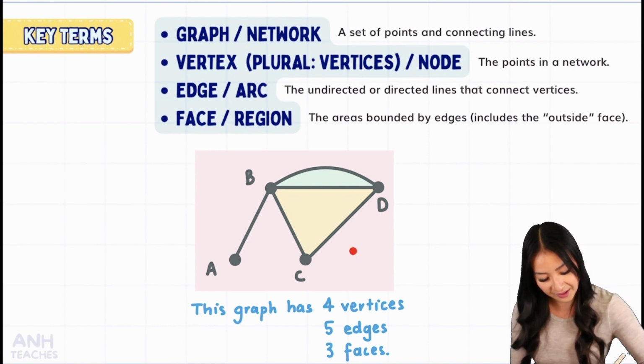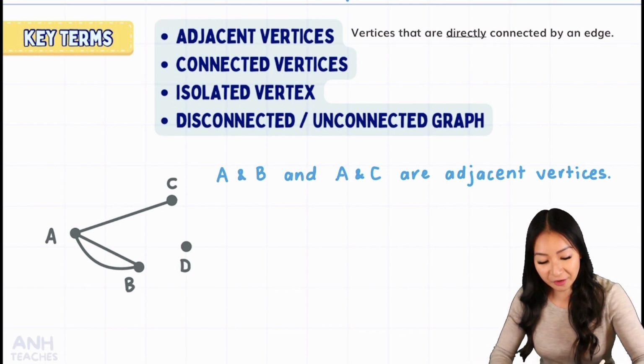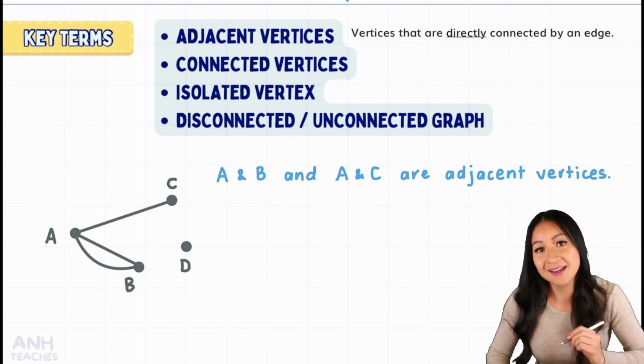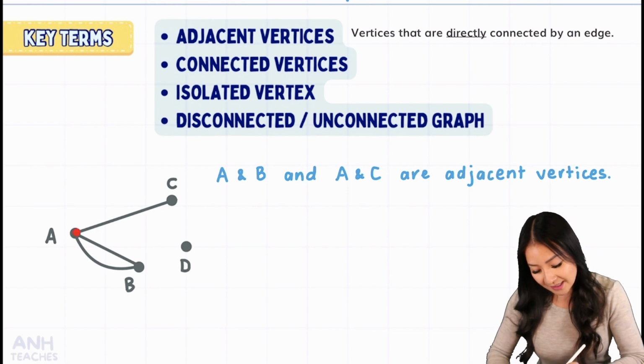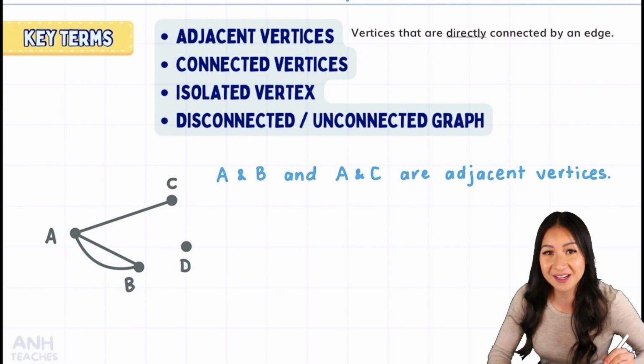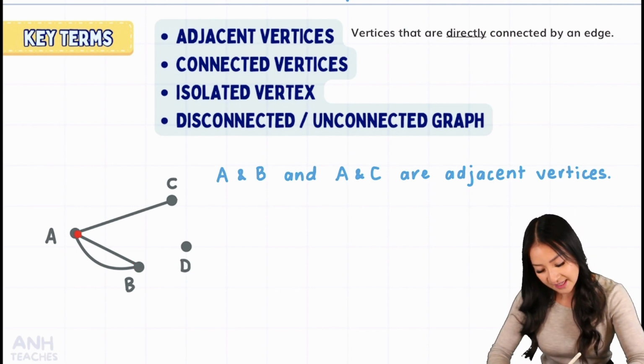So in my graph here, I have 1, 2, 3, 4 vertices, 1, 2, 3, 4, 5 edges, and 1, 2, 3 faces. Now we say that two vertices are adjacent if they are directly connected by an edge. So in my graph here, A and C are adjacent vertices because they're directly connected by this edge here.